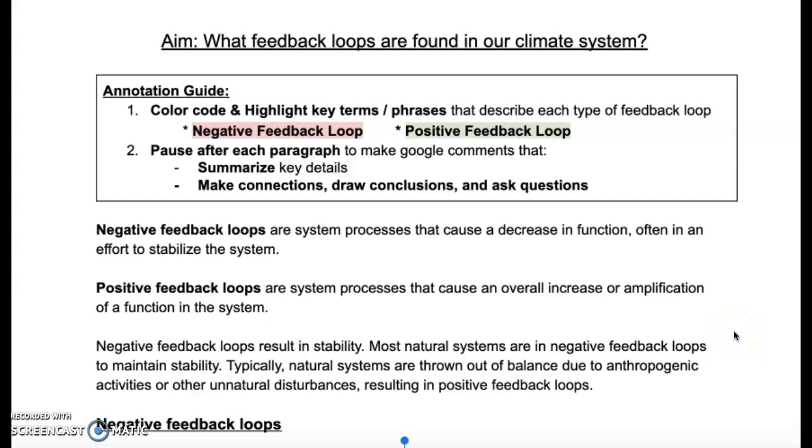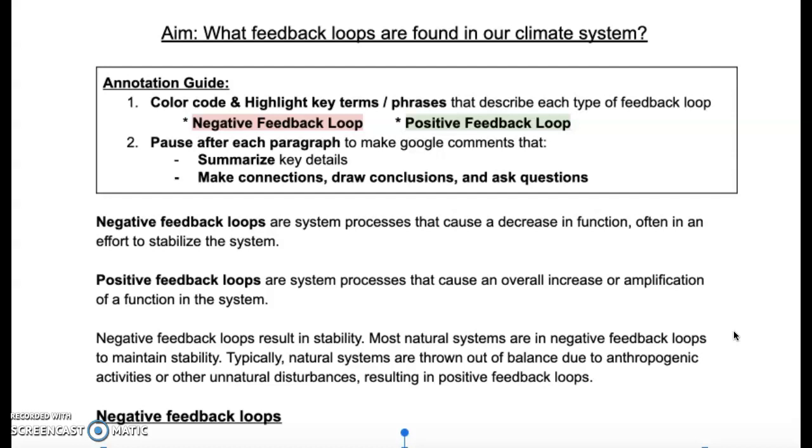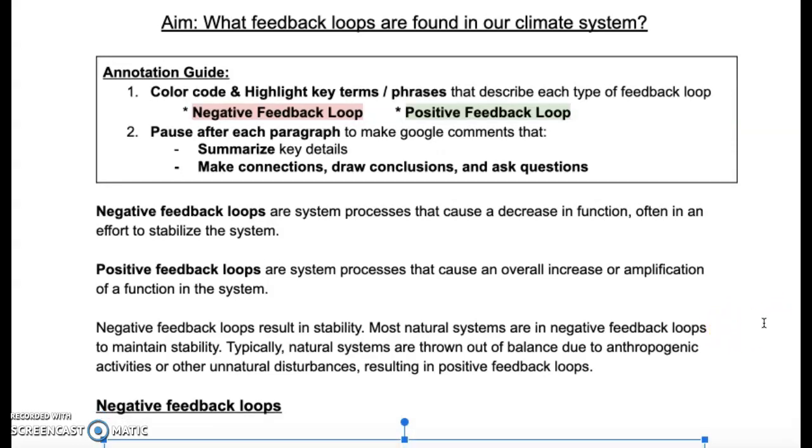Here, we're in the article on page 2 in the Learning Target 16 packet with the aim on top, what feedback loops are found in our climate system. So as we read through the explanation and examples, we're going to make sure that we're following the annotation guide. So my annotation guide, I edited a little bit, right?